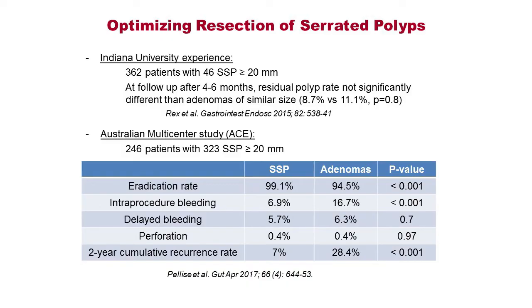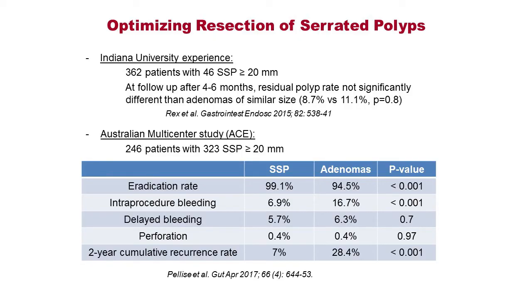In the Indiana University experience, when you use this methodology, at follow-up after 4 to 6 months, the residual polyp rate for SSPs was no different than that of adenomas of similar size. In a larger study from Australia with 300 SSPs, larger size in this instance, the eradication rate of SSPs was much better, significantly better than that of adenomas.